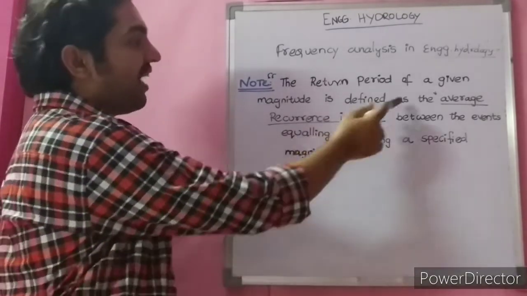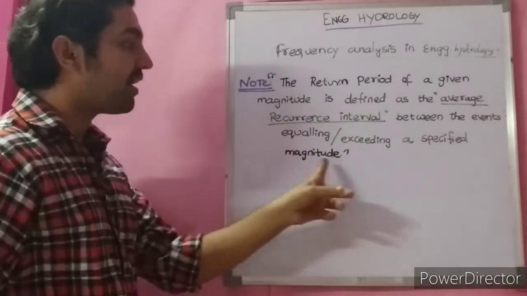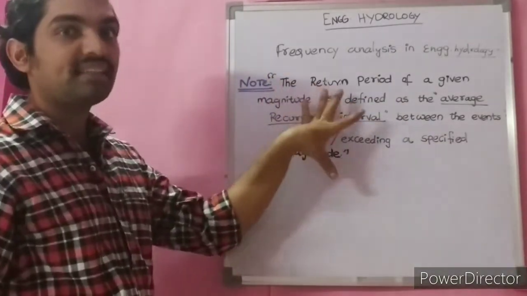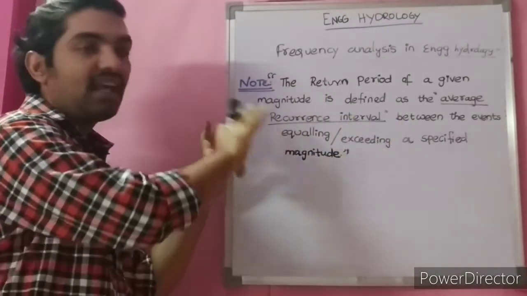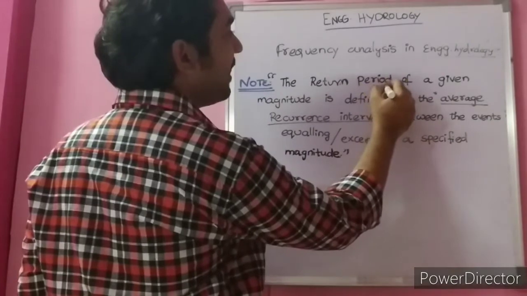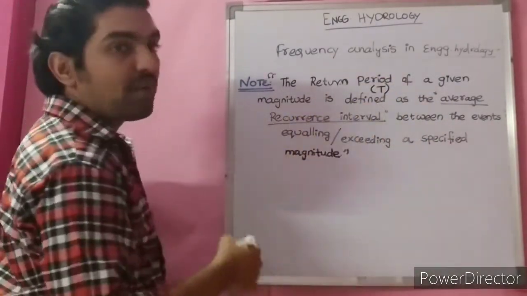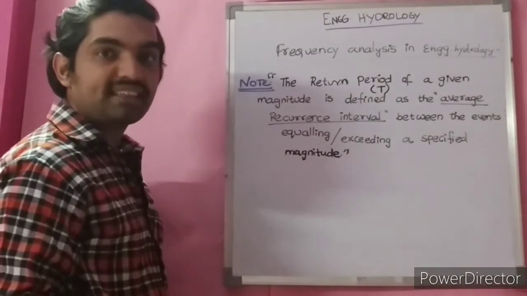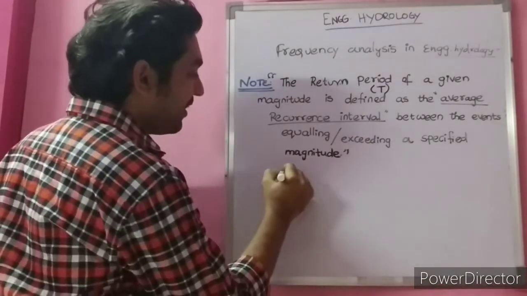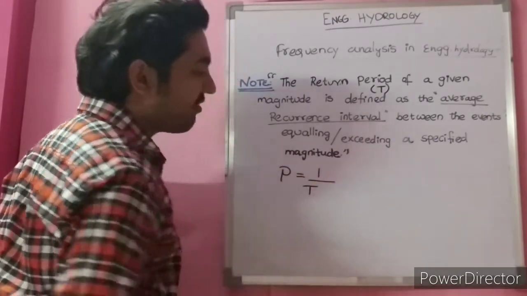So it is defined as the average recurrence interval between the events equaling or exceeding a specified magnitude. You have to understand this and explain this definition in the same manner. Return period of a given event is denoted by T. So average recurrence interval. By using the applicable probability and statistics theory, we can say that the probability of occurrence of a flood is nothing but 1 by return period, 1 by T.